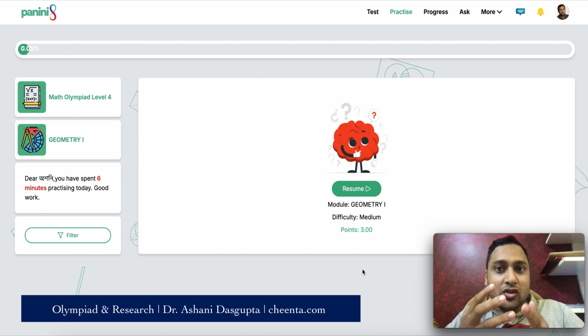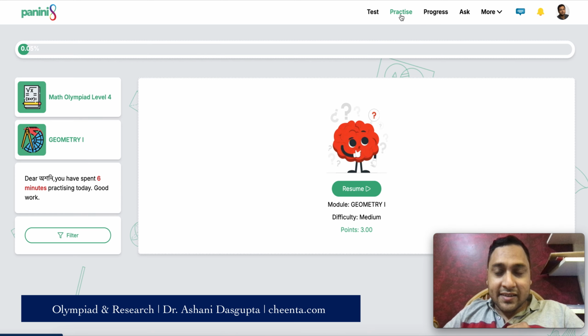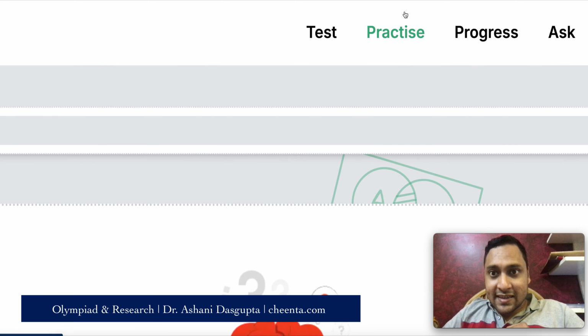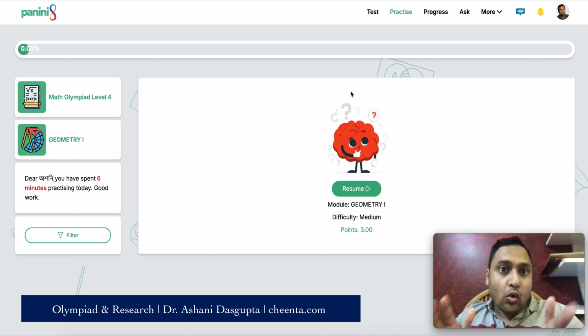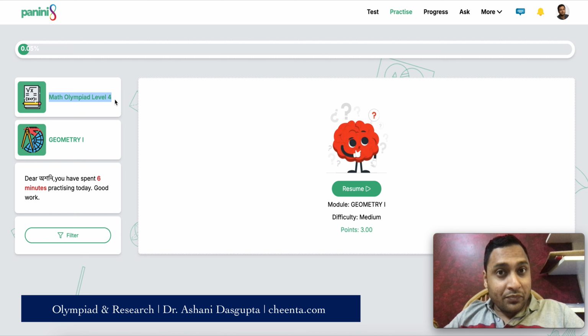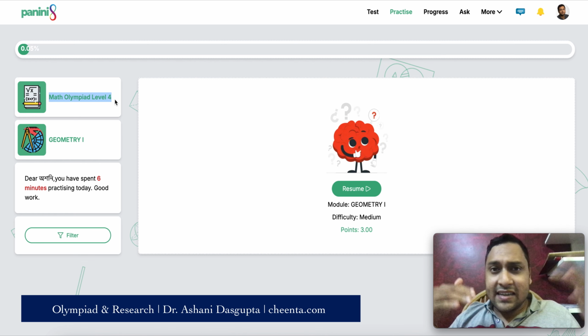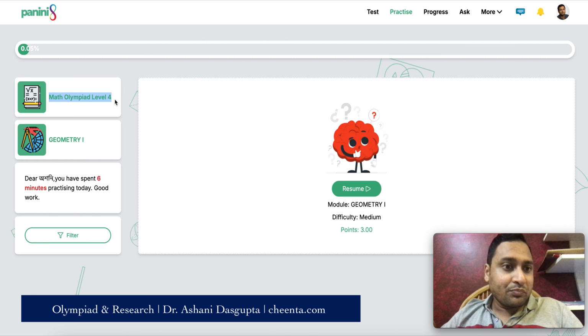But let me quickly show you how this particular software works. The first and the most important part of this software is this practice button. Maybe you can see it on the top. Basically, it allows you to practice problems from a particular goal. So in this particular case, the goal is Math Olympiad level 4. This is usually good for American Math Competition 8, AMC 8, or Math Kangaroo. There are obviously other levels of mathematical Olympiads, physics Olympiads, ISI, CMI entrance, and so on.